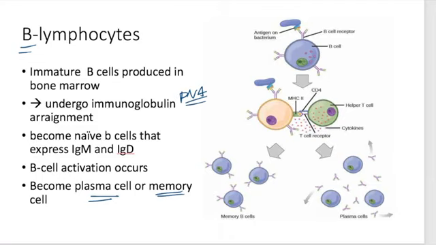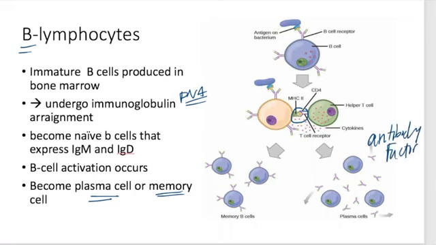So memory B cells, this is where we present that antigen, okay? So we have an antigen presenting cell, we present the antigen, and then we get memory to that antigen. So whatever microbe, that's where we get memory B cells. The plasma cells are basically our antibody factories.